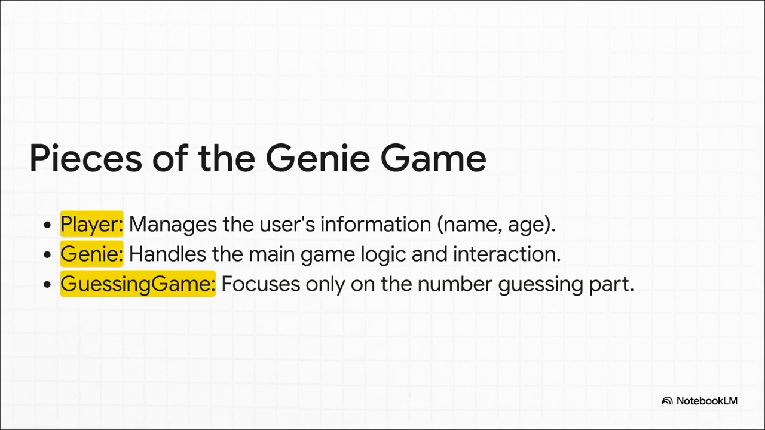So for our Genie game, we could spot three of these main pieces right off the bat. First, we're going to need a Player class to hold the user's info, their name and age. Then, we obviously need a Genie to be the star of the show. And finally, we'll make a GuessingGame class that does nothing else but handle the number guessing part. See? Each piece has its own clear job.